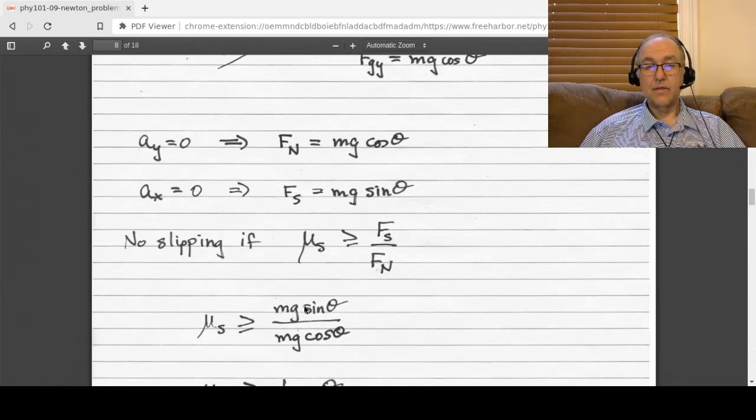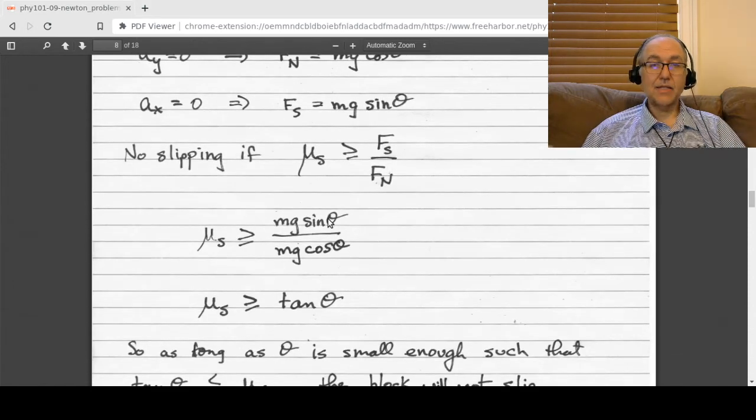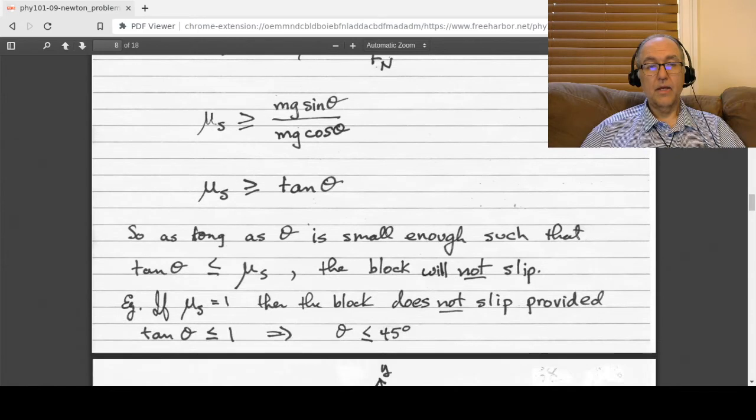Now, what was that inequality? That inequality says that you're not going to get sliding or slipping if mu s is greater than Fs over Fn. So this is the situation where it's not moving. Well, now I have a formula for Fs, it's mg sine theta, and I have a formula for Fn, it's mg cosine theta. And notice, remarkably, the mg cancels on both sides. So it doesn't depend on m, and it even doesn't depend on g, which means that if you did the exact same experiment on the moon, it would start to slide at the exact same angle. And you get this inequality here, okay? And this is actually what you're going to be testing in the lab, which is mu s has to be bigger than tan theta, okay?